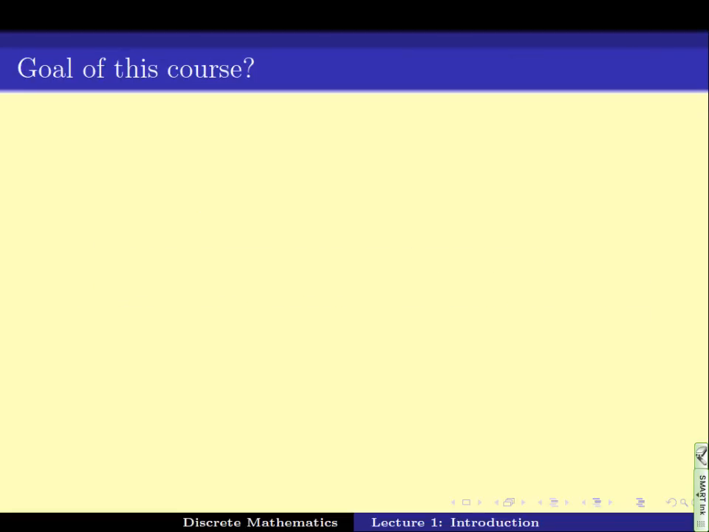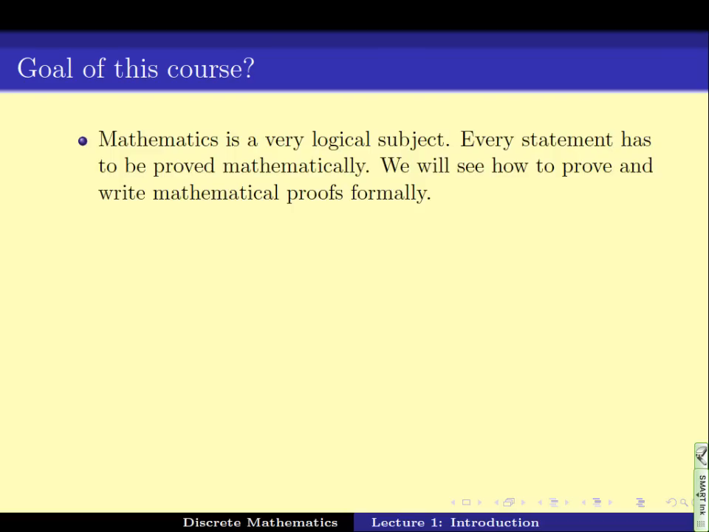Now, what do I expect from this course? The goal of this course is to understand mathematics. First of all, mathematics is a very logical subject. Every statement of mathematics has to be proved logically, has to be proved formally. So in this subject, we will learn how to give formal mathematical proofs. That's the first and foremost goal of this course.